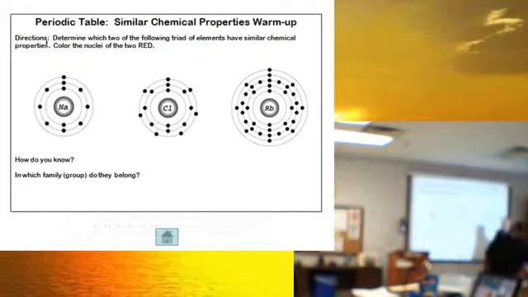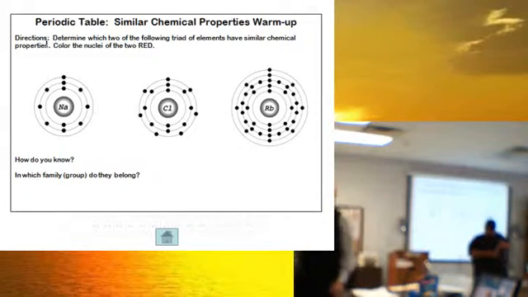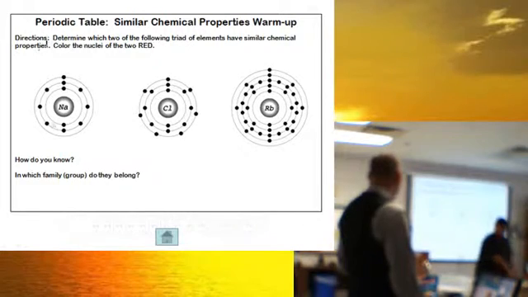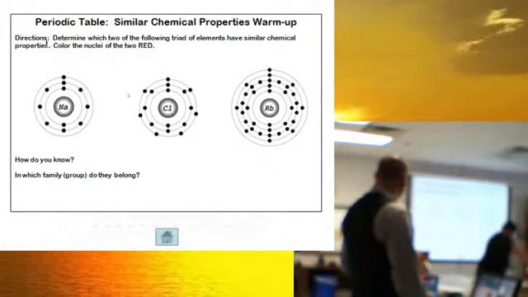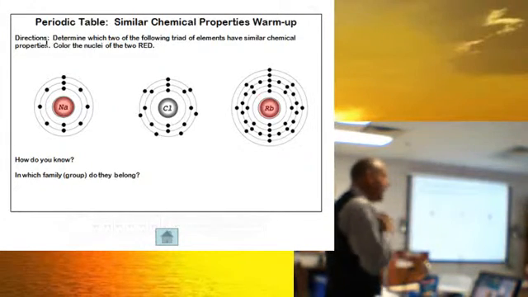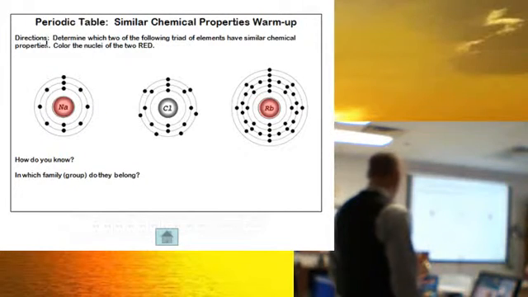Okay, on the warm-up. Again, reactivity, valence electrons. The first one here is sodium. How many valence electrons? It has 1. How many here? 7. How many here? 1. So those two are chemically similar. They are related because they have 1 valence electron. They're all in the same family because they have 1 valence electron.